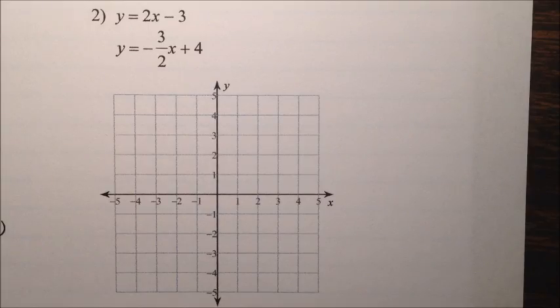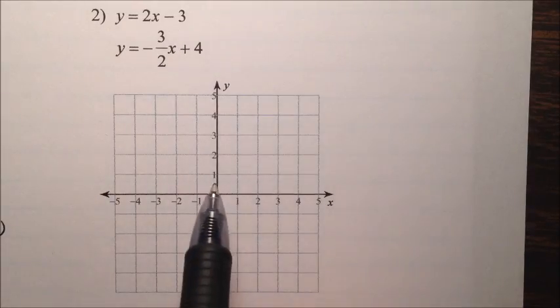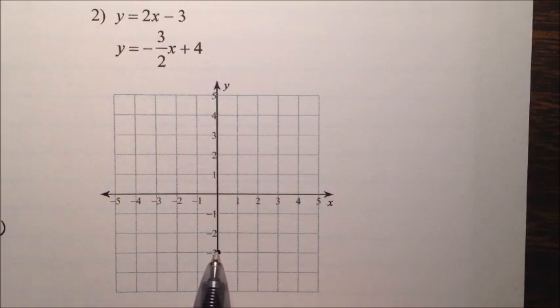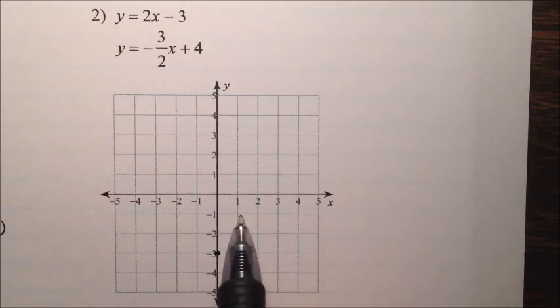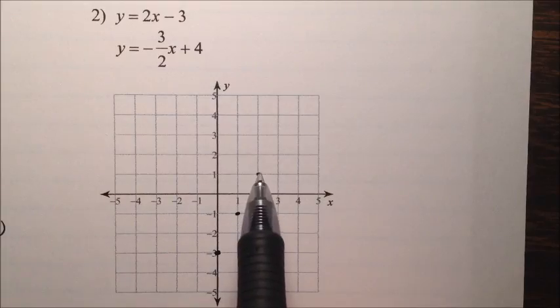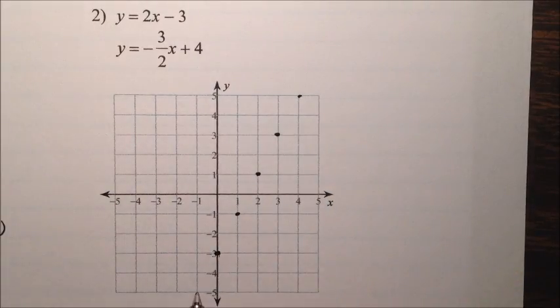In problem number 2, I have two more equations, and we're going to graph them both on the same Cartesian coordinate system, and we're going to see what kind of relationship they have. So the first one is y equals 2x minus 3. So I'm going to start down here at negative 3, and my slope is 2, so really it's 2 over 1. So up 2 over 1, or I can go down 2 and back 1. So that'll be the first line.